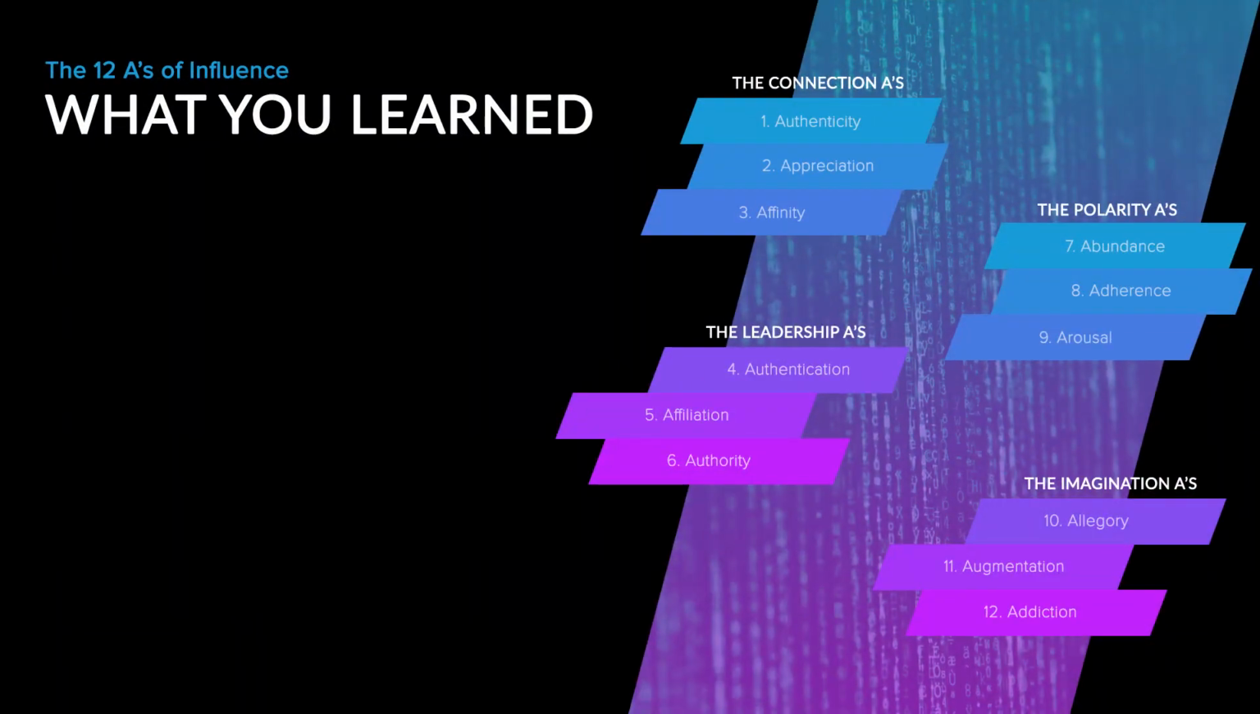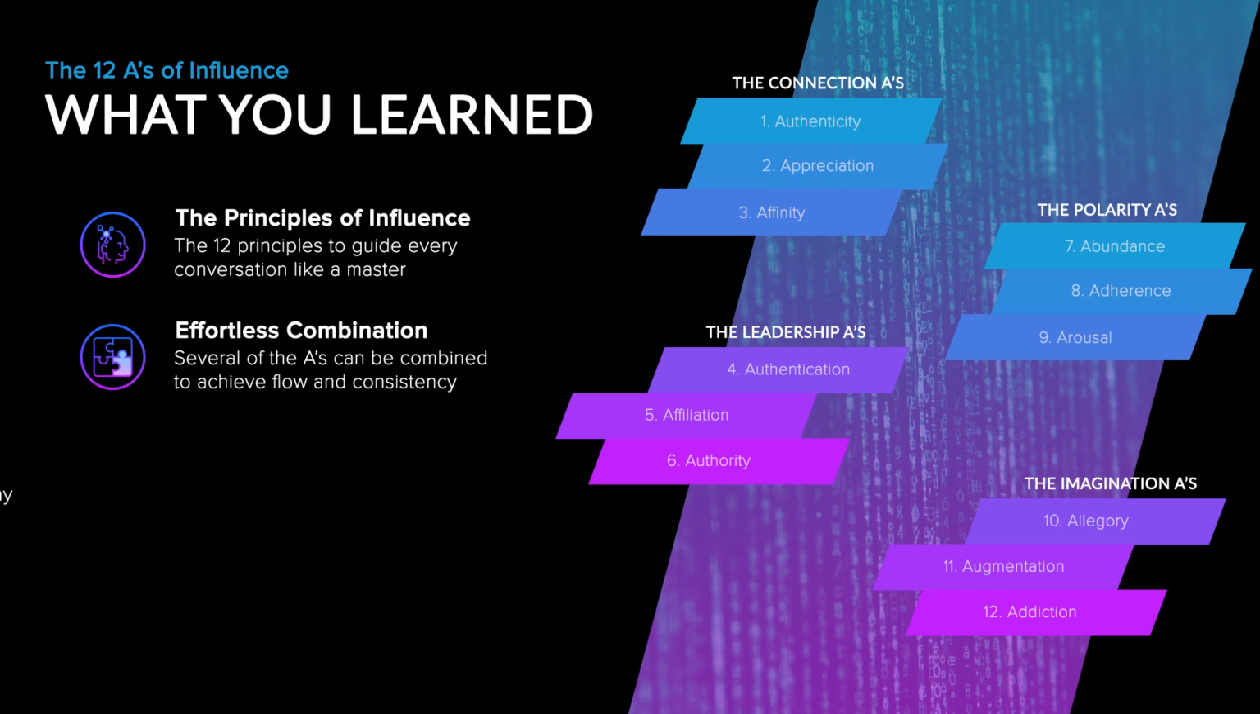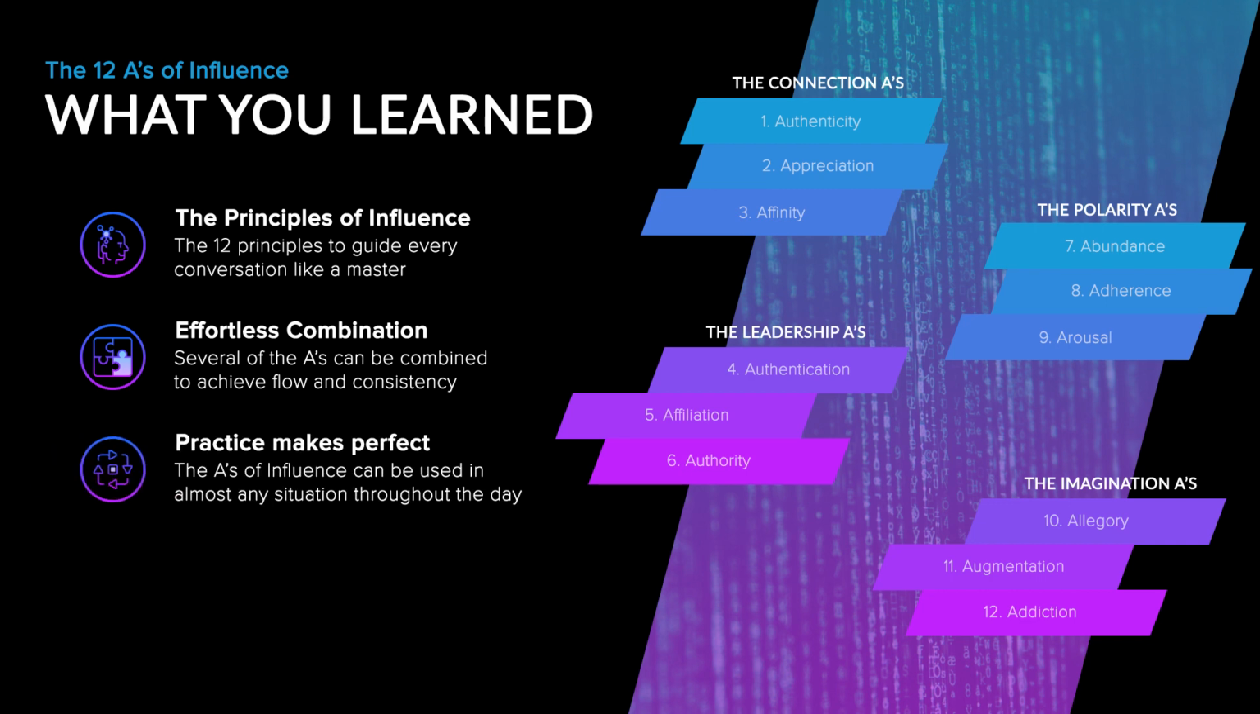Now let's summarize what we've learned on the 12 A's of influence. Here's what we've learned. We've learned the simple principles of the 12 A's, that way you can guide any conversation linking the effortless combination of multiple A's. What might be a good practice for you is to take 2 of the A's at a time, consciously in your mind, and begin to implement them, to practice them.